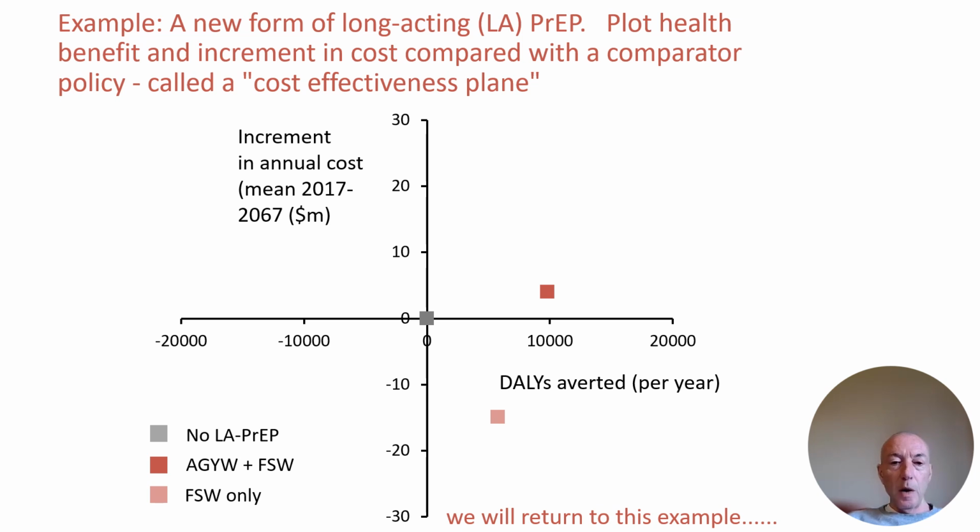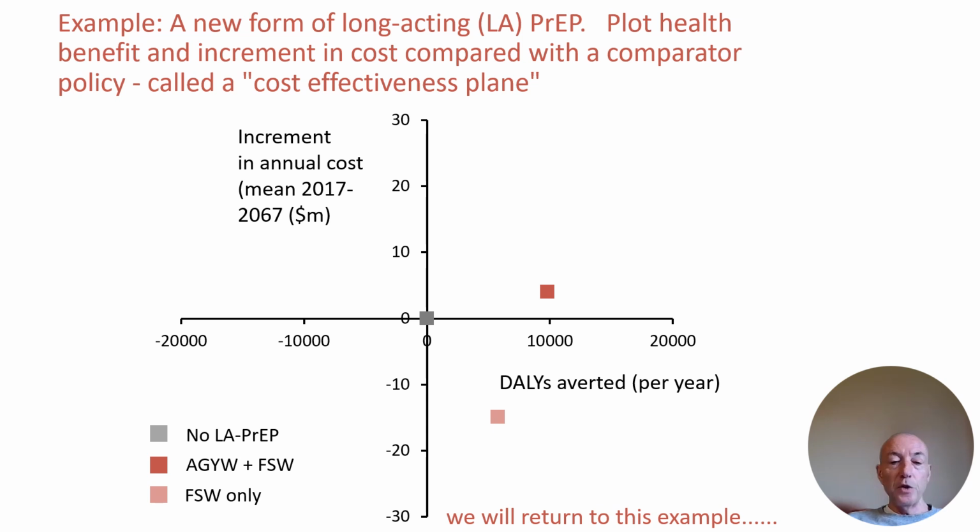So now we can plot our model outputs, the fourth and fifth columns that we saw there. And this is something called a cost effectiveness plane. So we're plotting the health benefit on the x-axis and the increment in costs compared with no introduction on the y-axis. And so on the origin, 0, 0 is, because that's what we want to compare with primarily, the no LA PrEP introduction.